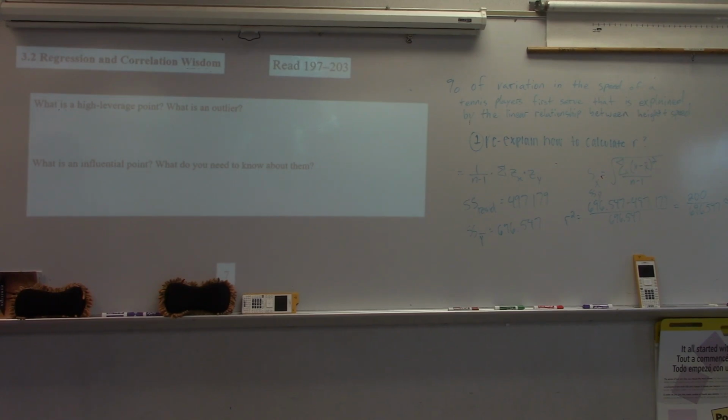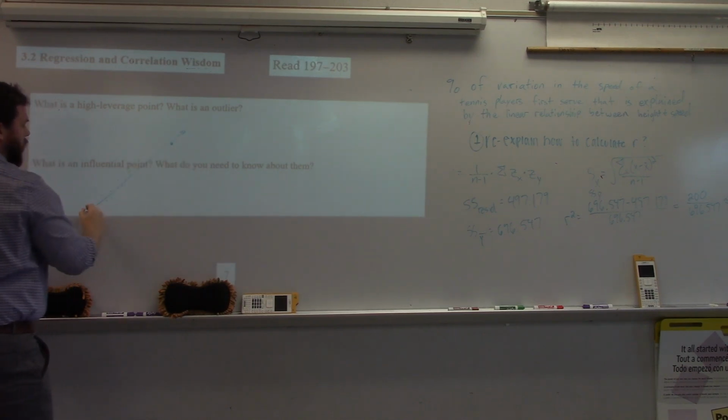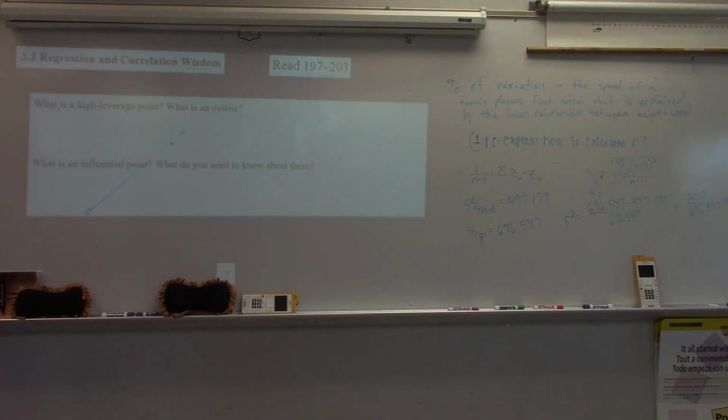then it's influential, right? So if we have this set of data points, and then I have one way out here, is that going to change the line or the slope or the correlation coefficient very much? So that's far away horizontally and vertically. I would not call that an influential observation. Does that make sense? Okay.